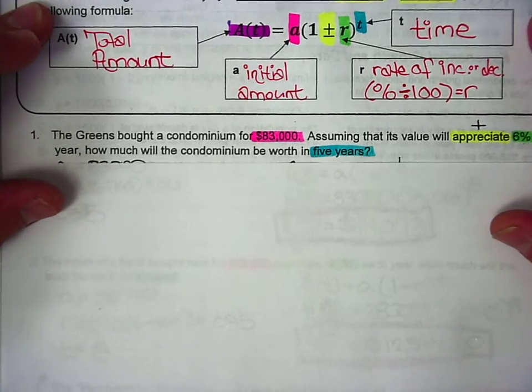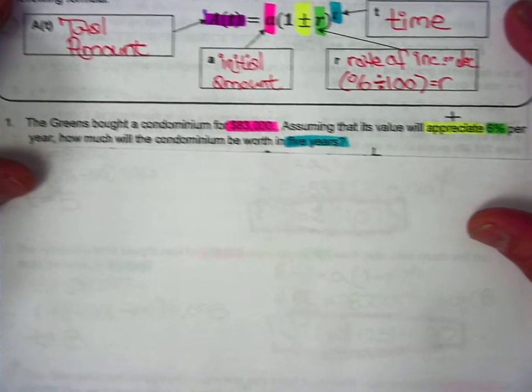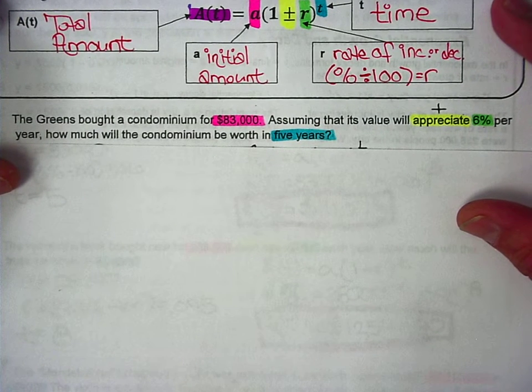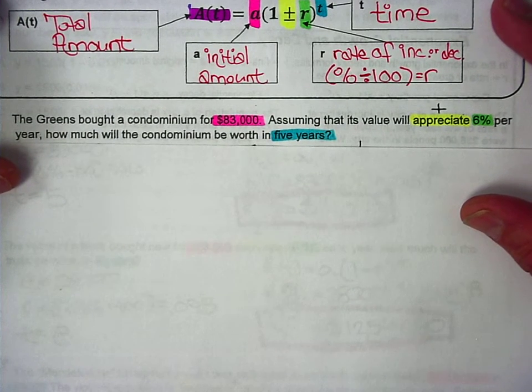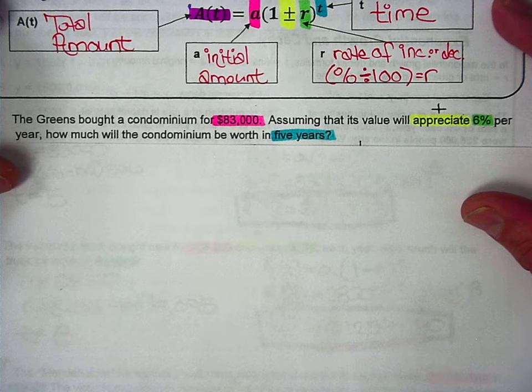So here we go. Here we have number one. The Greens bought a condominium for $83,000. Assume that its value will appreciate 6% per year. How much will the condominium be worth in 5 years?